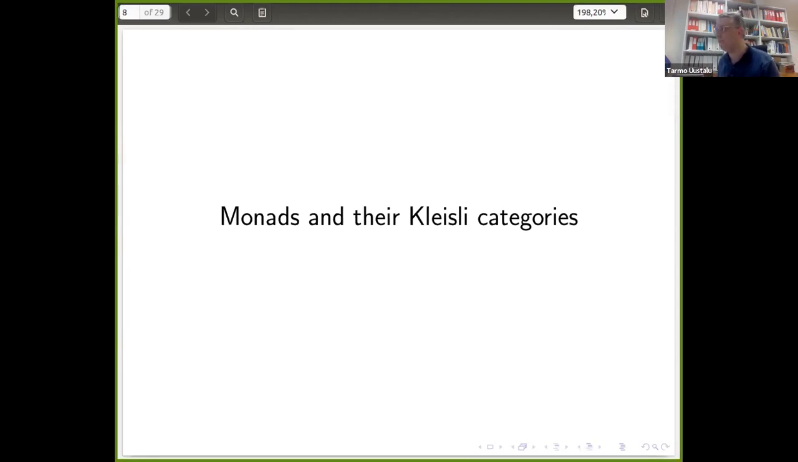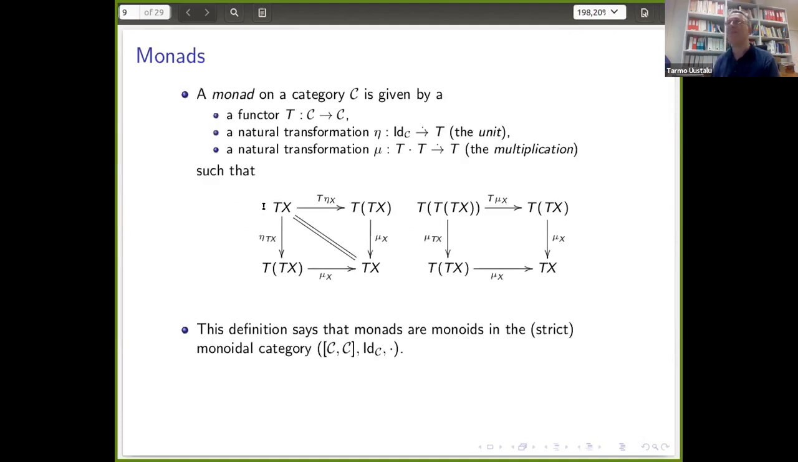Does anyone know how to disable Zoom's feature of going full screen when someone starts sharing? No one knows this, and that's the most annoying thing about Zoom. Indeed, that was a question in the chat. Okay.